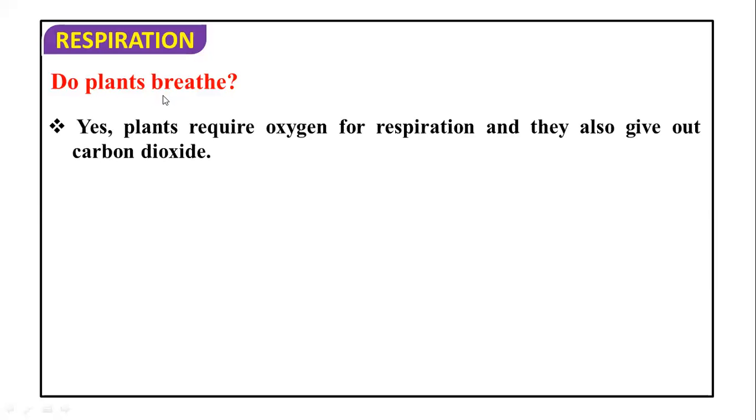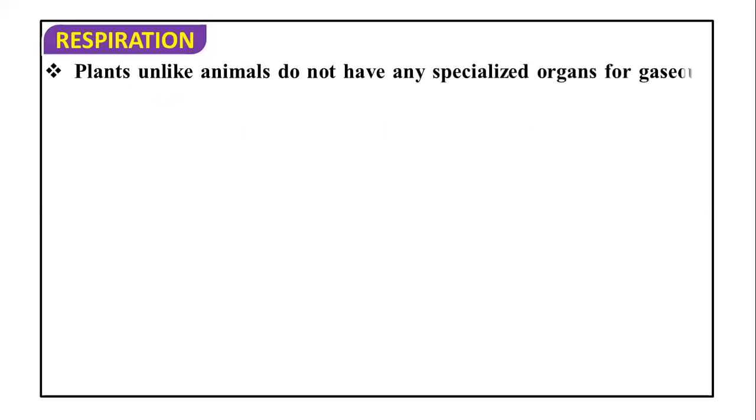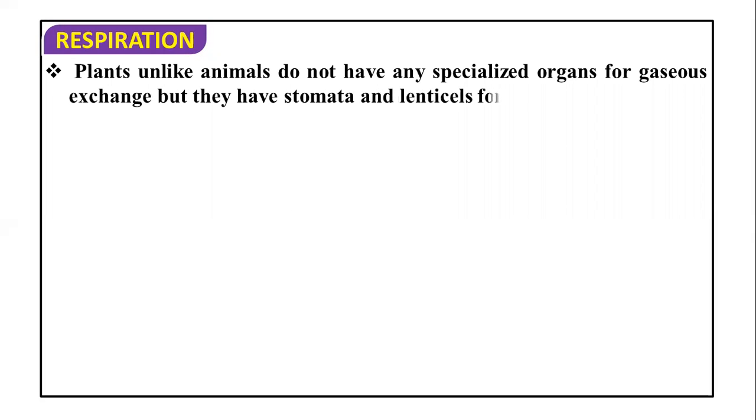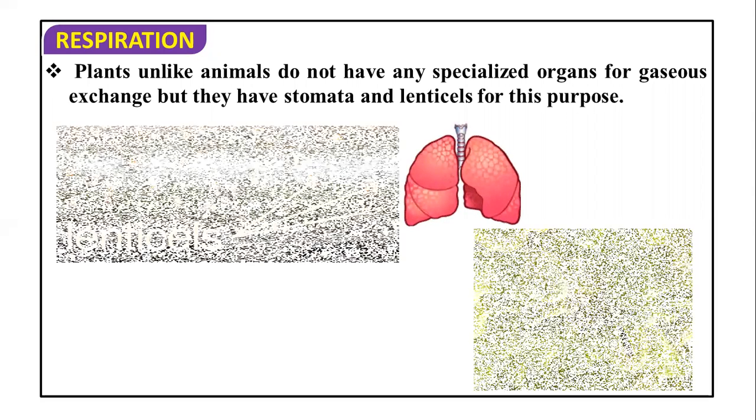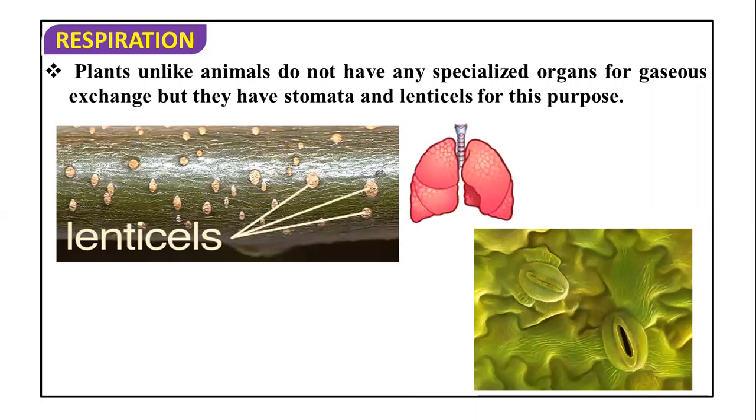Plants obviously require oxygen for respiration, and for that they breathe. They also give out carbon dioxide and take in oxygen. But in plants, it is not like animals. Plants do not have a specialized organ like animals for gaseous exchange, but they have stomata and lenticels for the exchange of gases. So animals have lungs, a respiratory organ, but plants have lenticels and stomata. Plants do exchange gases through these.